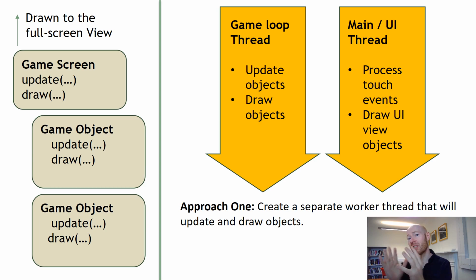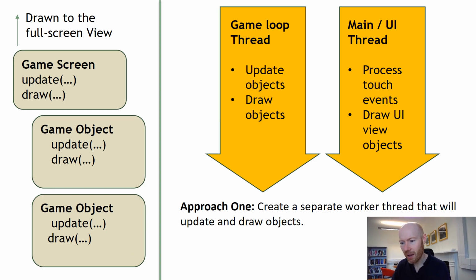But alongside that, we're going to have a second thread that's running our game. And that thread is going to be responsible for updating objects and drawing objects. So this is the simplest approach to get around this problem. Don't run it in the main UI thread. Fair enough, we'll create another thread and we'll do everything on that thread. Okay, that's our first approach.